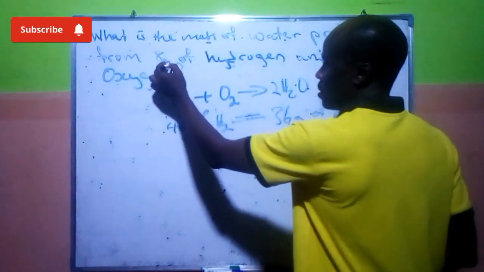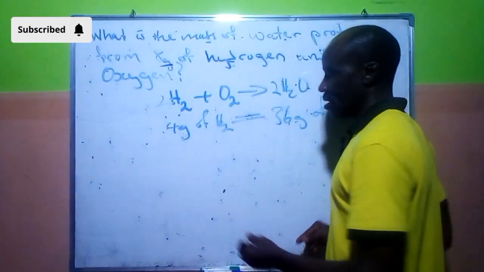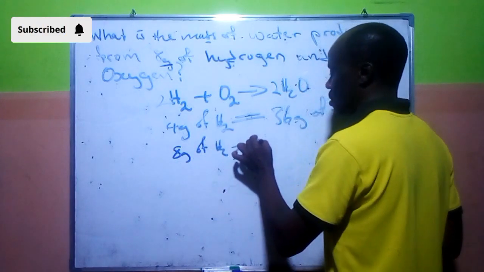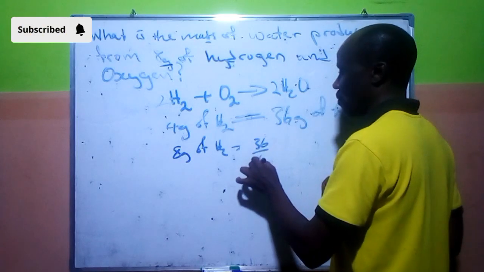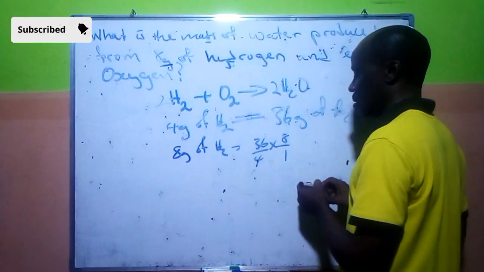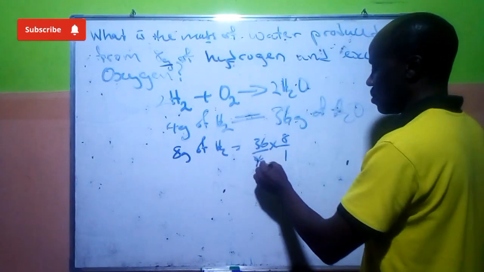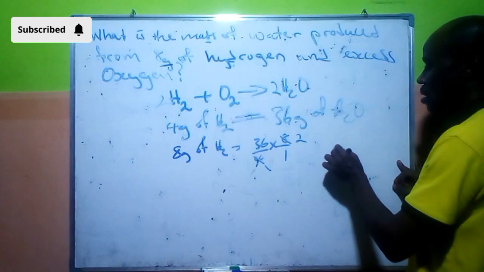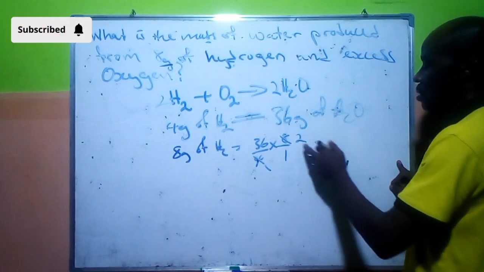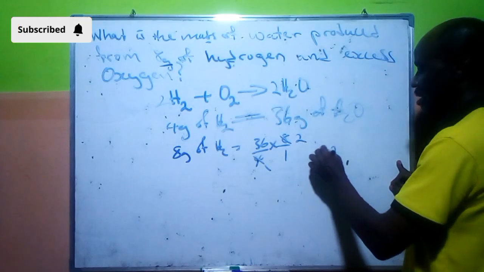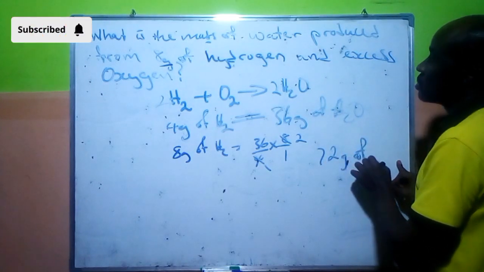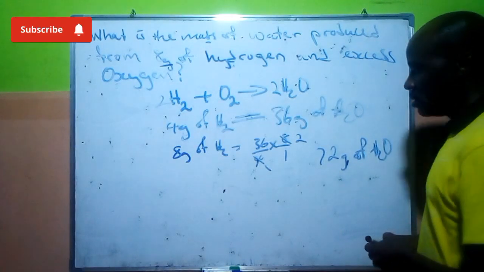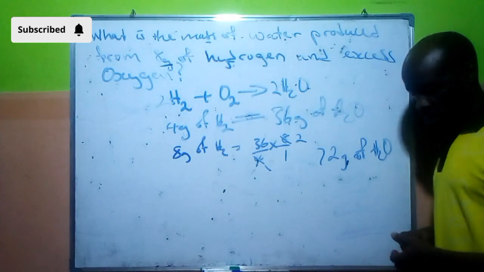So now we go to what we are given. We are given 8 grams. Now 8 grams of hydrogen will then be 36/4 times 8/1. What are we going to get? This can go here, this can go here. We have 2. This will give us 2, and this one multiplied with this 6, we have 72 grams. 72 grams of water. That is what we will get. So this is as much as we can do for today.